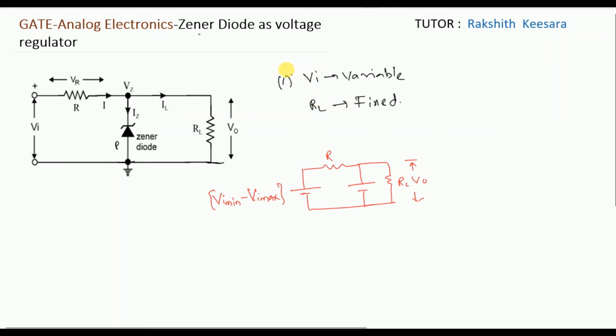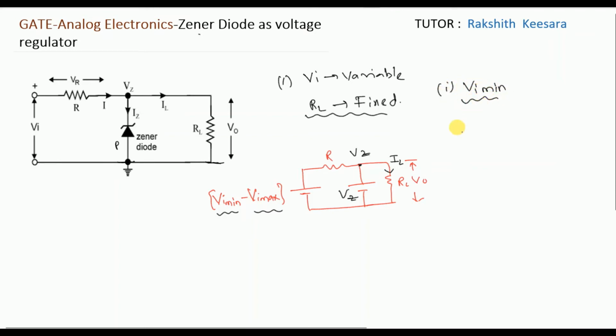So in this case, if you observe, RL is fixed. So we will fix this load resistance and Vi is variable. Since it is variable, I am taking Vi minimum to Vi maximum, and load resistance is fixed. Since Zener is in breakdown region, what will happen, friends? It limits its voltage to Vz. Since Vz is fixed and RL is fixed, output current IL is also fixed.